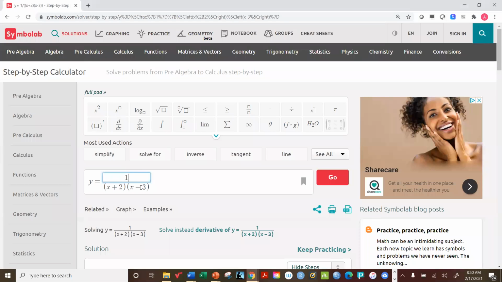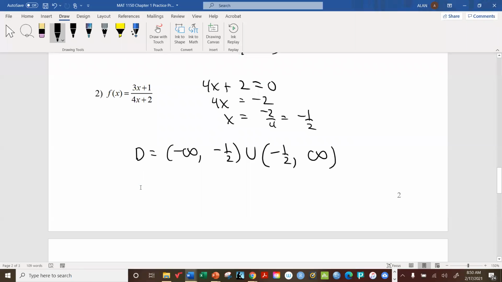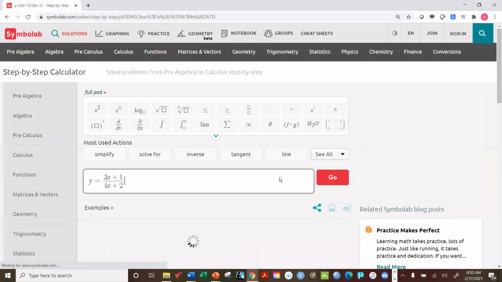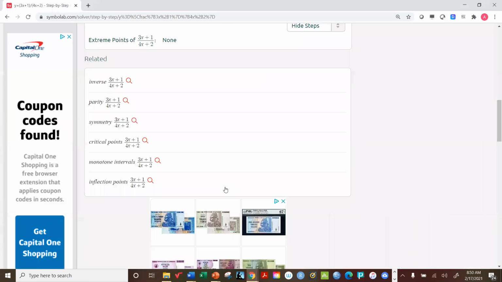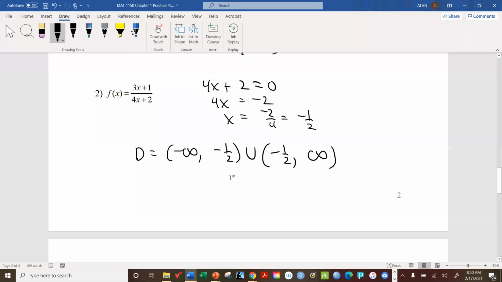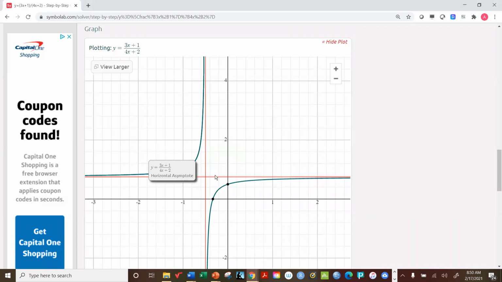3x plus 1 is divided by 4x plus 2. I think it really makes a big difference when you can see what these functions actually look like. It's quite a talent to be able to visualize these functions just by looking at these equations. It takes a ton of practice. Look at that one. So you can see right across here, it's got 2 asymptotes. The one that we're looking for, though, because we're looking for the domain, is the vertical asymptote.